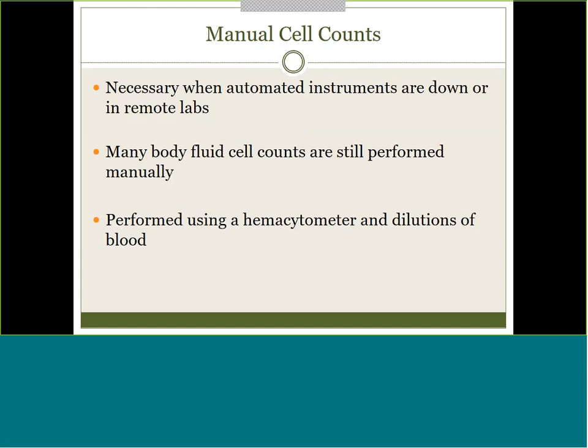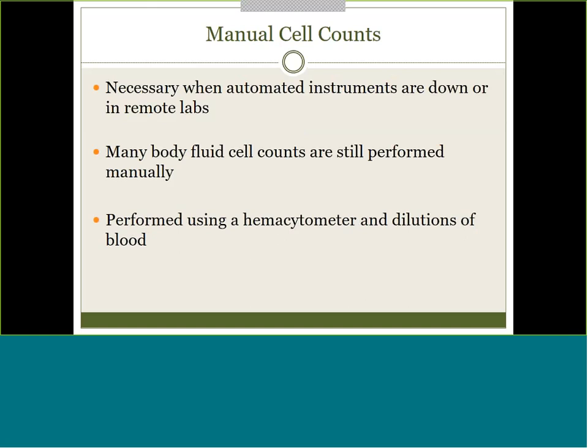This was basically what we did before there was automation, before there were analyzers. And we used to use hemacytometers. So hemacytometers are little counting chambers that you put underneath a microscope. You look in these little squares and you count the cells, and you use a calculation to determine what somebody's white blood cell count was, what their red cell count was, what their platelet count was. So that is what manual cell counts were for, and they were using this hemacytometer.